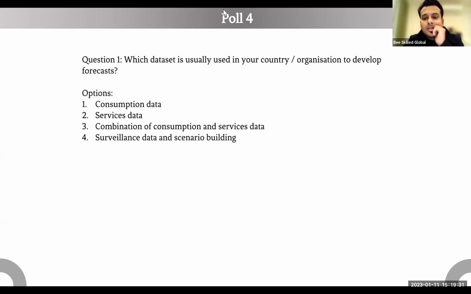Okay. So what I want to know is, what data set are you using in your country or organization to develop forecasts? Okay. And then I will discuss why I'm asking this question.